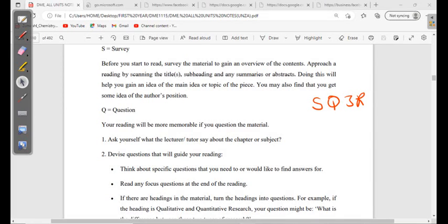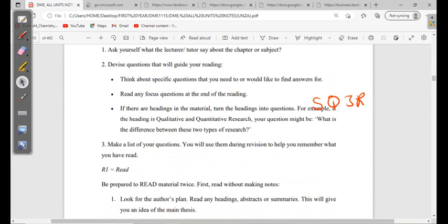So think about specific questions that you would like to find answers for. For example, you are reading this topic, you want to find out the causes of maybe substance abuse. So make it a question: what are the causes of substance abuse? Every time you are reading, you are interested in finding answers to that question that you've put. And then read any focus questions at the end of the reading. For example, after reading, the text might have some questions, so you need to read those questions at the end of your reading.